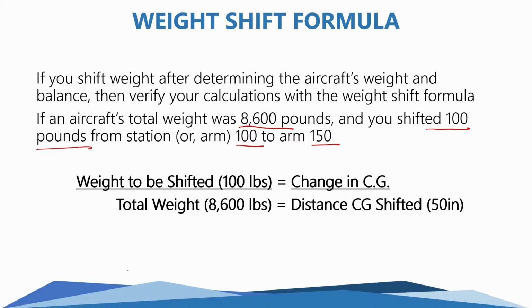What you can do is use the formula at the very bottom here, and then it's just a simple cross multiplication. So the weight to be shifted in this case is 100 pounds. Then you put that over the total weight of the airplane, which is 8,600 pounds. What we're trying to do is solve for X here, which is our change in CG. And then we know the distance the CG is to shift, because we're moving this 50 inches, okay? If you remember from your high school math class, you're basically going to cross multiply. So in this case, I'm going to take 50 times 100, and then divide that by 8,600 pounds, and that is going to equal X, okay?